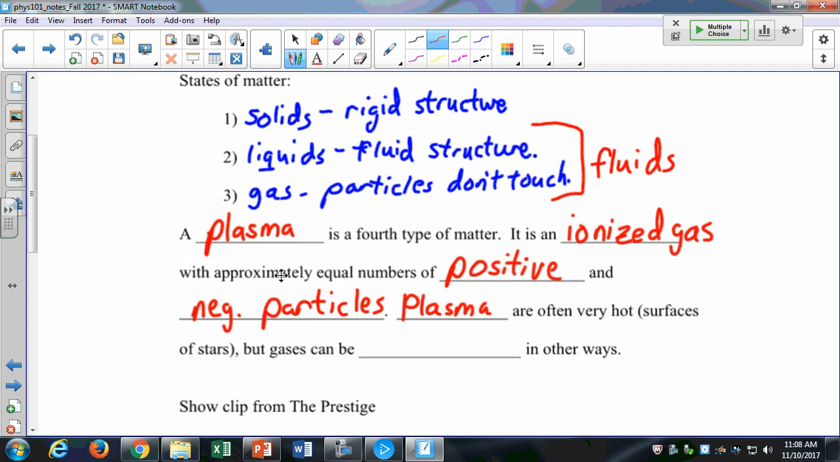But obviously, with that device that you have at Spencer's, where you get these little blue arcs, that's not like the surface of the sun, right? It's ionized in a different way. But a plasma is always going to be an ionized gas. So gases can be ionized in other ways too.